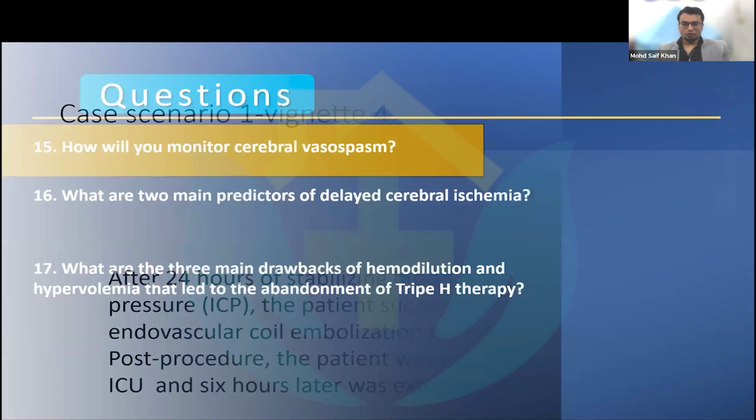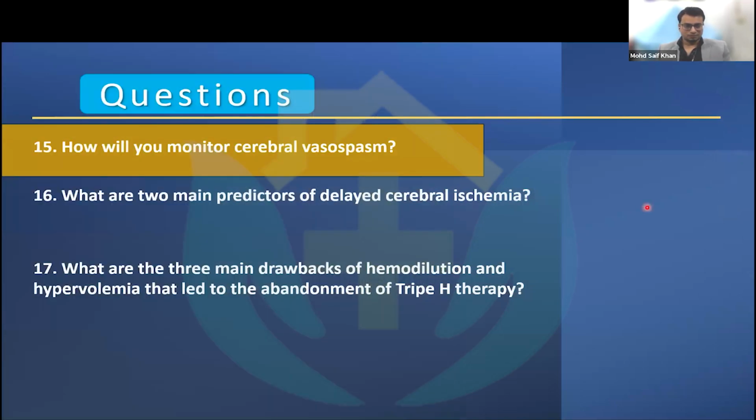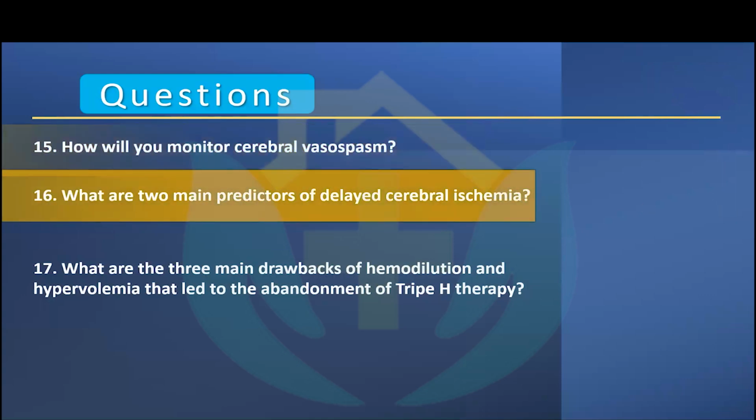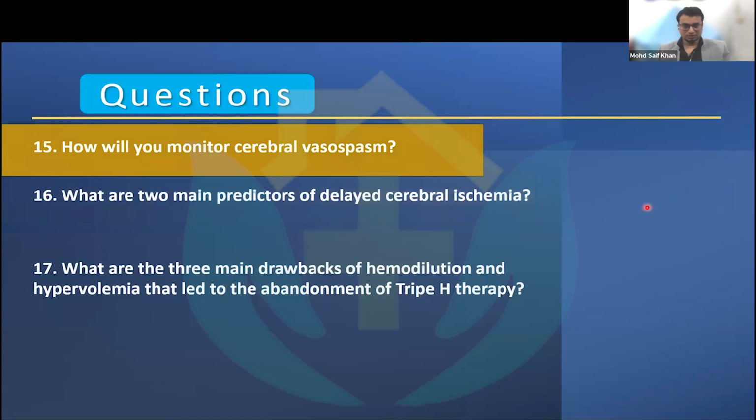Now, how will you monitor cerebral vasospasm? What is the best way? You can use TCD monitoring. You can use cerebral angiography also to monitor, and clinical monitoring also can be done. But TCD is very good.